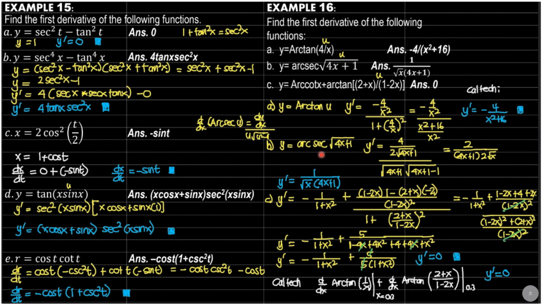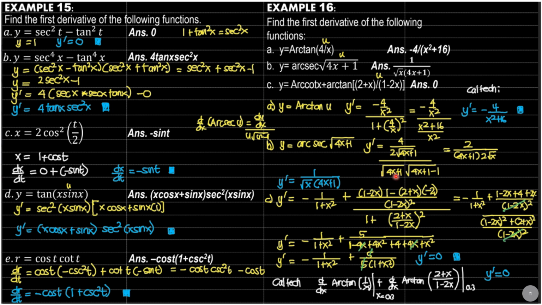Y equals arcsecant of square root of 4x plus 1. Imagine that's u. And the guide is derivative of arcsecant is du dx in the numerator divided by u, square root of u squared minus 1. Du dx in the numerator, then divided by u, square root of u squared minus 1, where u is square root of 4x plus 1. So derivative of square root of 4x plus 1, derivative of square root of u, again, derivative inside, which is 4 divided by 2 square root of u. Copy. Then all over u, which is square root of 4x plus 1, square root of u squared.